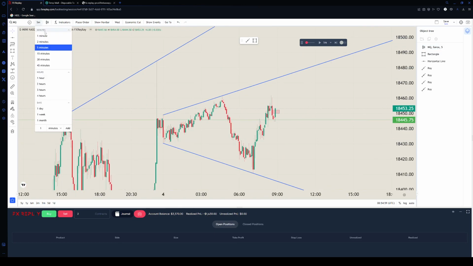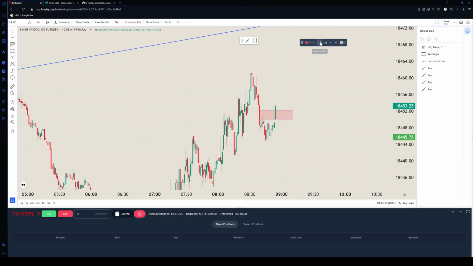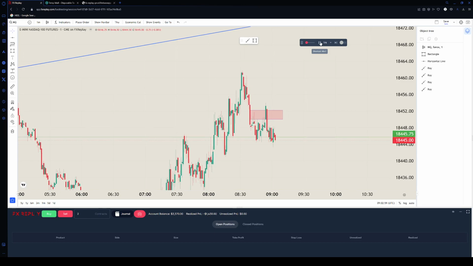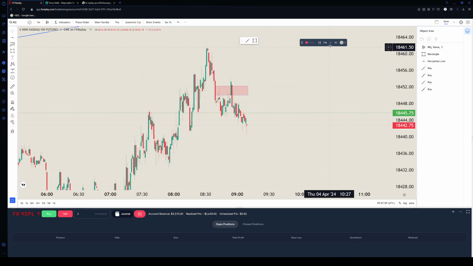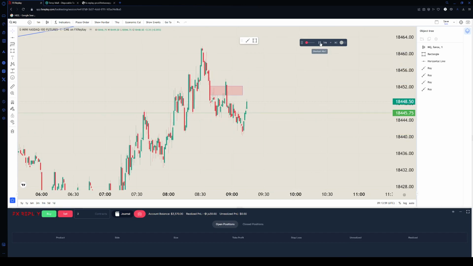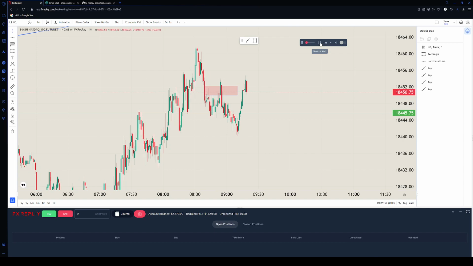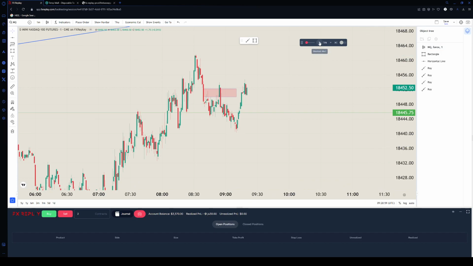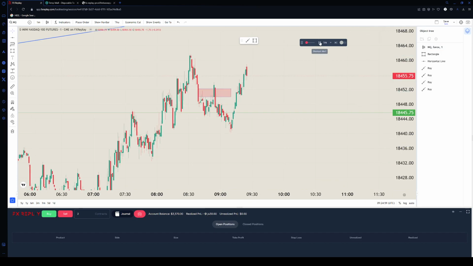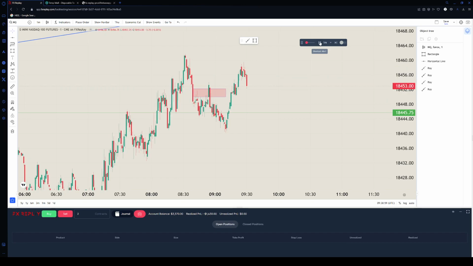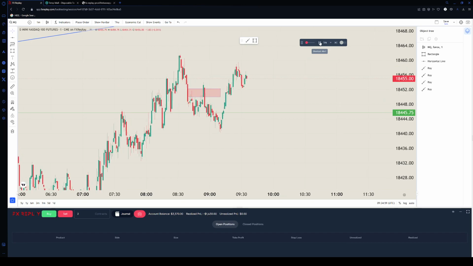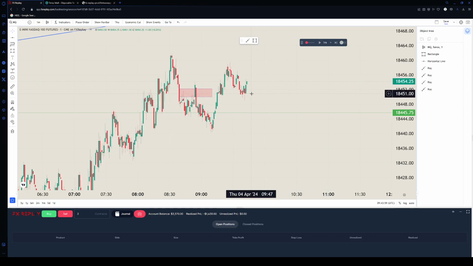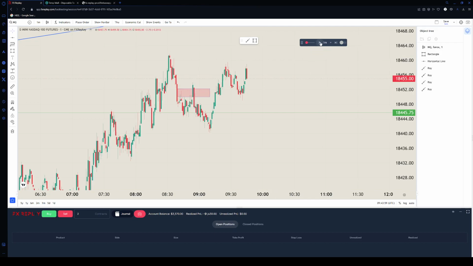Okay. Let's see what happens. Push right back down. Hit midnight again. It's holding midnight. I wouldn't trade this. I'd kind of wait for 9:30. Reclaimed midnight. And it's 9:30. So here comes the manipulation of 9:30. It's manipulating it lower. We're going to wait for 9:53 before you try doing anything.